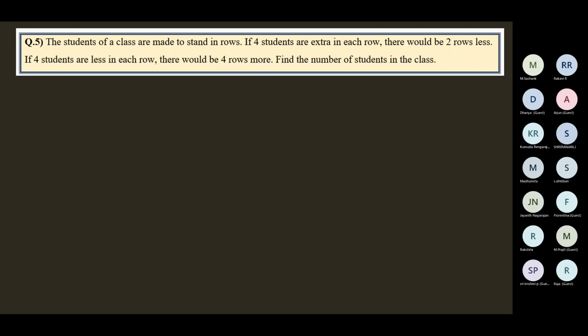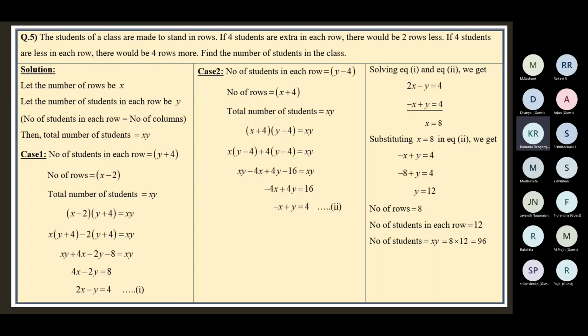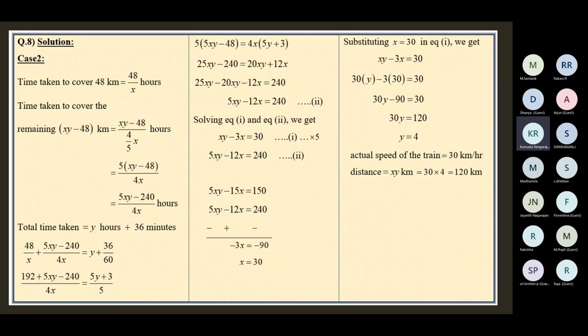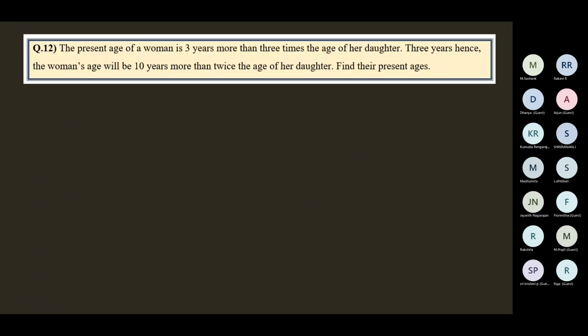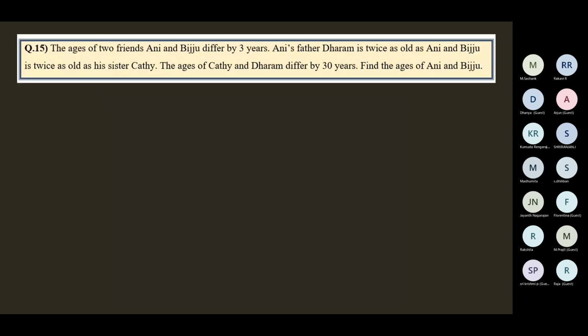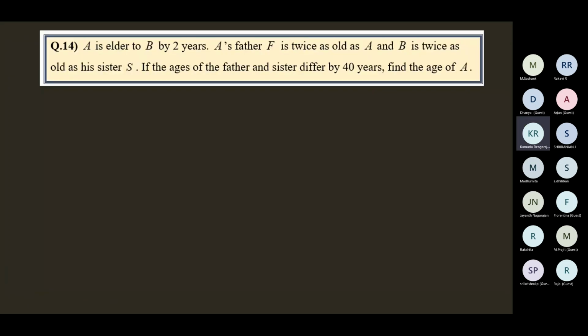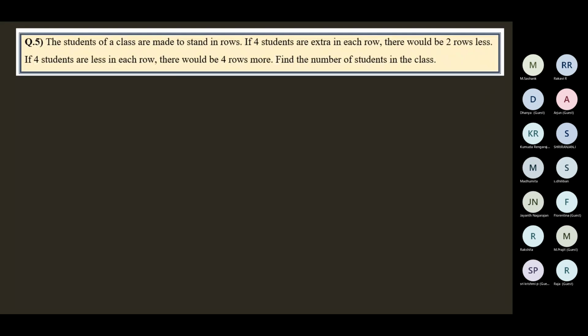Yeah, children. Look at this one. The students of a class are made to stand in rows. How many more do we have in this? 6, 7, 8, 9, 10. Oh, 15 sums. Okay. All right. The students of a class are made to stand in rows.